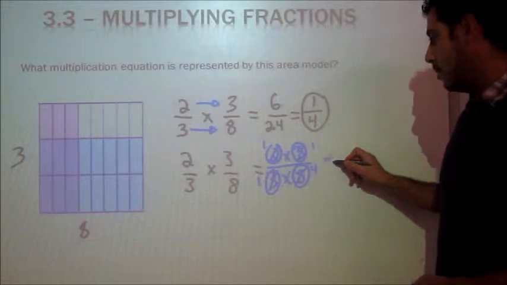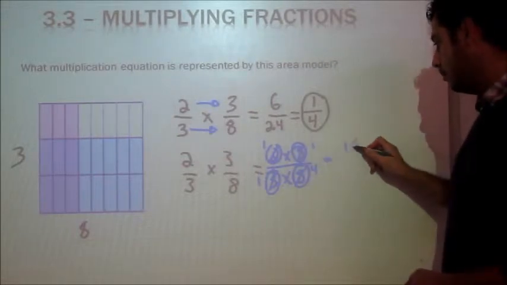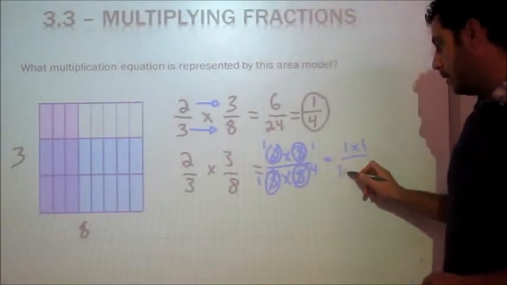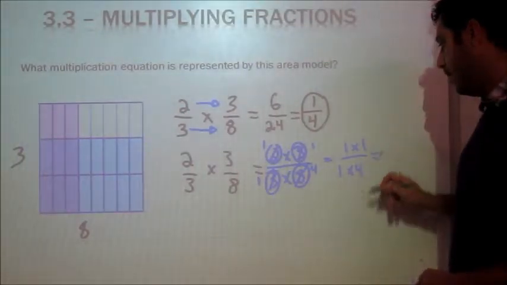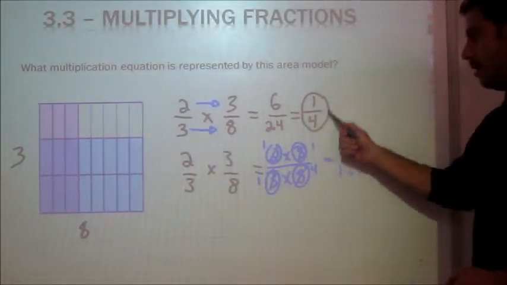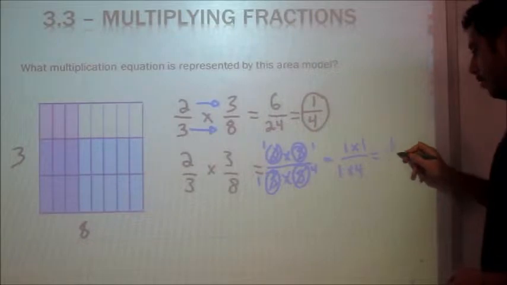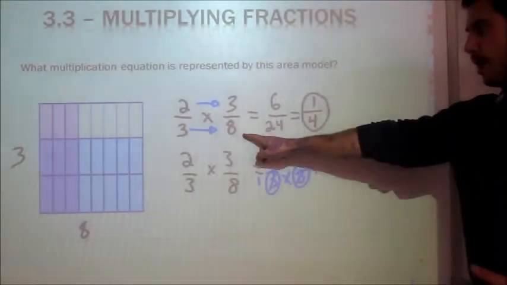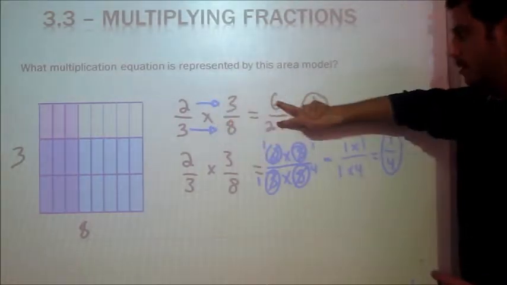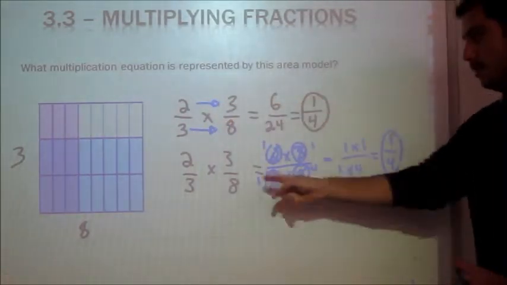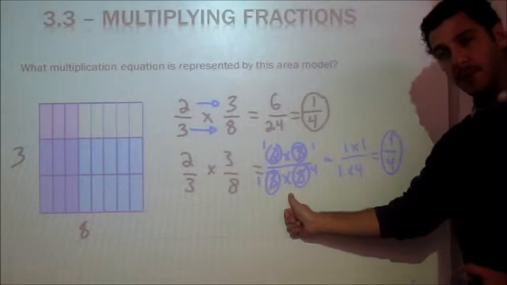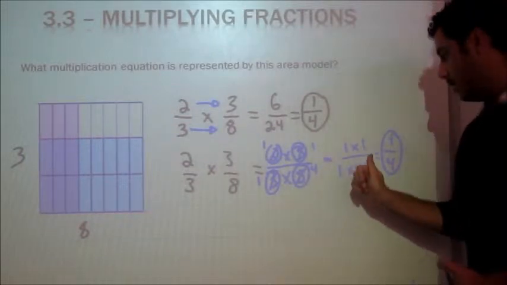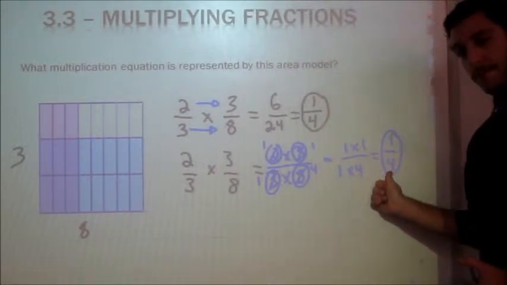And then we can multiply. So 1 times 1 over 1 times 4. And you'll find when we solve this, it's already simplified. So 1 over 4. So in this strategy, you're multiplying first, then simplifying. And in this strategy, you simplify first using common factors, and then multiply.